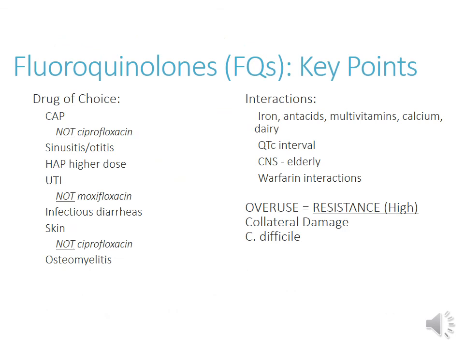So fluoroquinolones, some key points to know as far as activity goes. They are very broad spectrum antibiotics. They are the drug of choice for community-acquired pneumonia in a lot of cases. Note that you do not want to use ciprofloxacin for this. You don't really get good enough coverage with cipro in the lungs, so you generally are going to avoid that. You can see it used for things like sinusitis, otitis, hospital-acquired pneumonias. Sometimes you'll end up seeing bigger doses being used for that. So certainly some nosocomial pneumonias. UTIs can be another place where you can see these being used.